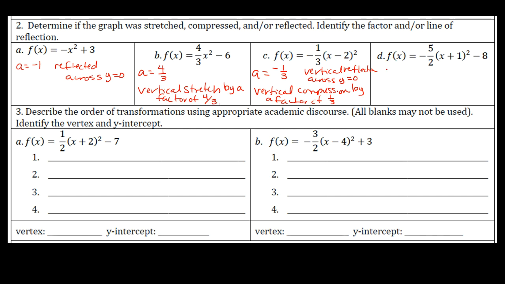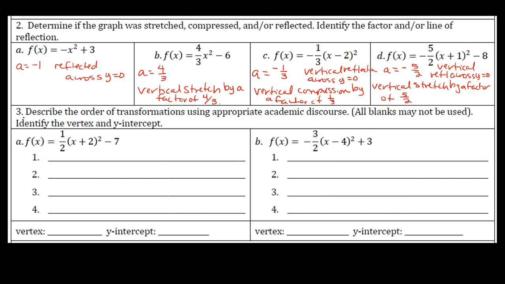And 2D, our A value is -5/2. So let's look at just the absolute value of A first. So 5/2 tells me this is a vertical stretch because it's more than 1 by a factor of 5/2. It's negative, so it is a vertical reflection across y equals 0.